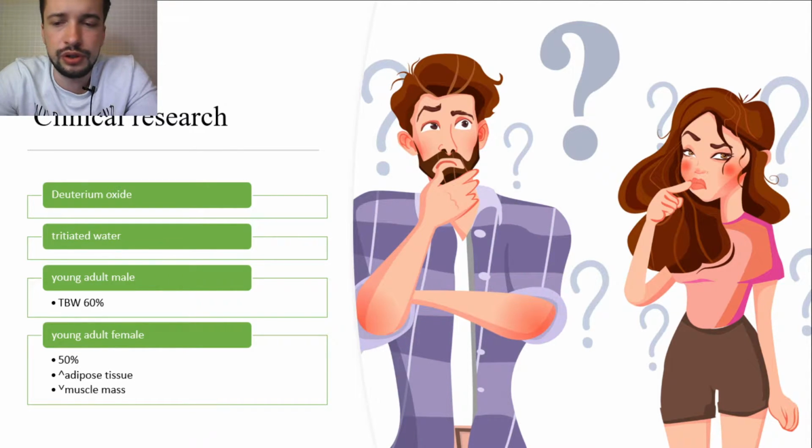We have interesting clinical research. Deuterium oxide and tritiated water have been used in clinical research to measure TBW by indicator dilution methods. In an average young adult male, TBW accounts for 60% of total body weight, whereas in an average young adult female it is 50%. The lower percentage of TBW in females correlates with a higher percentage of adipose tissue and a lower percentage of muscle mass in most.